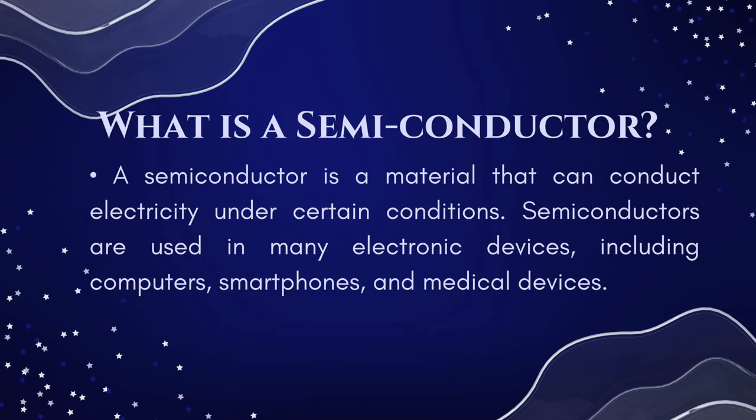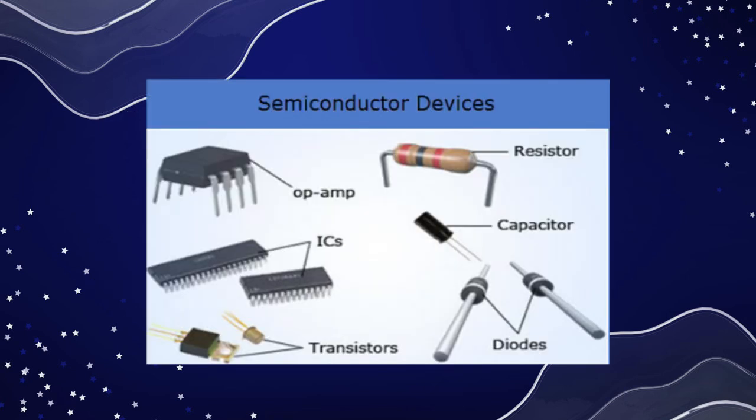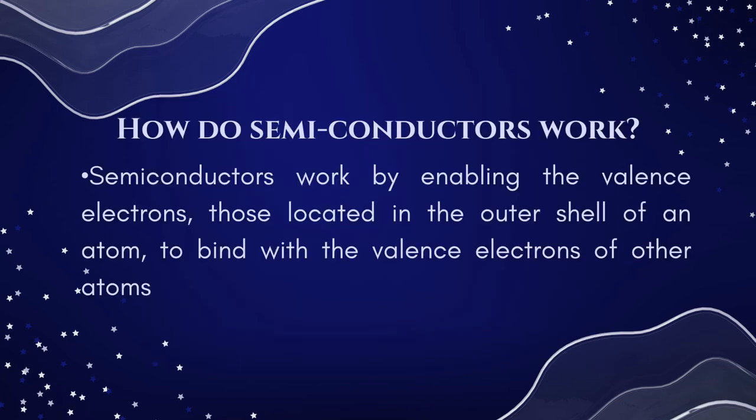So, what is a semiconductor? A semiconductor is a material that can conduct electricity under certain conditions. So, semiconductors are used in many electronic devices, including computers, smartphones, and medical devices. So here are some examples of semiconductor devices: the op-amp, the ICs, the transistors, the resistors, the capacitors, and the diodes. So how do semiconductors work? Semiconductors work by enabling the valence electrons, those located in the outer shell of an atom, to bind with the valence electrons of other atoms.